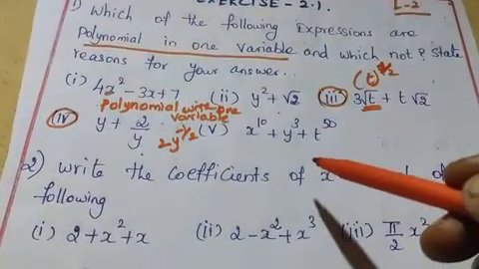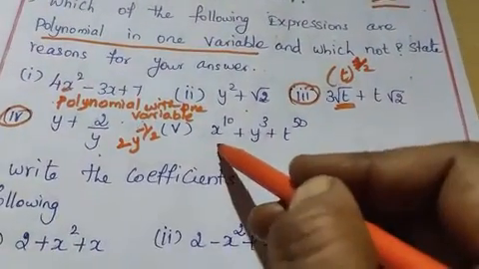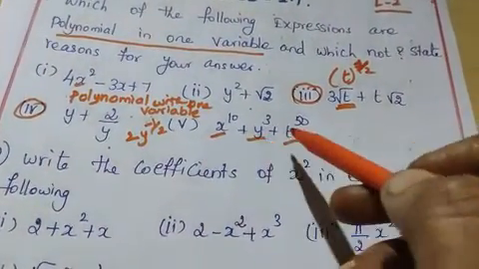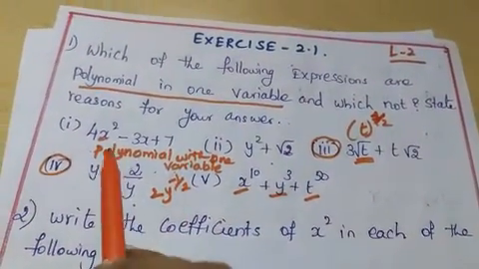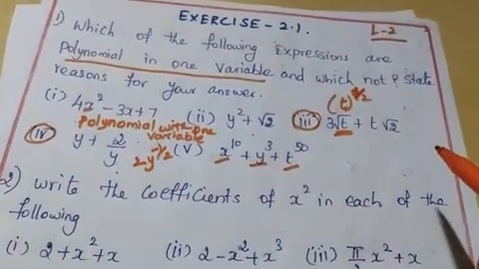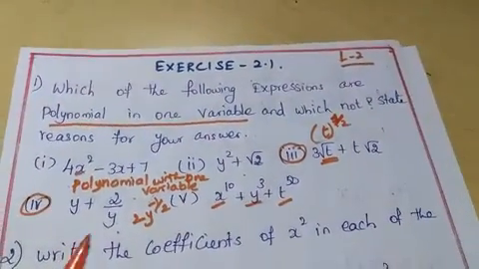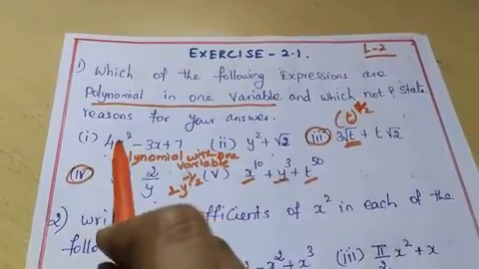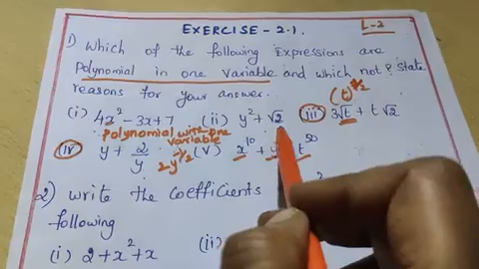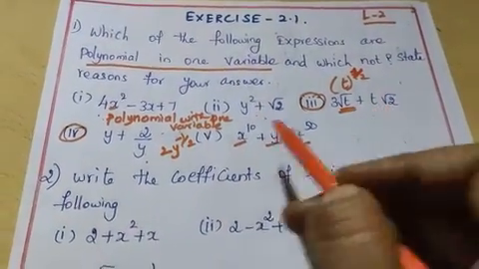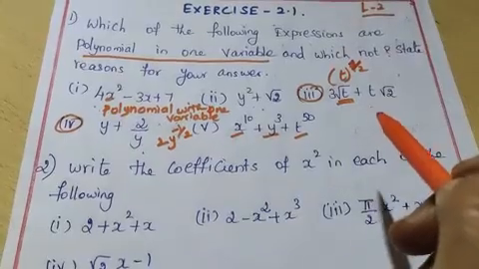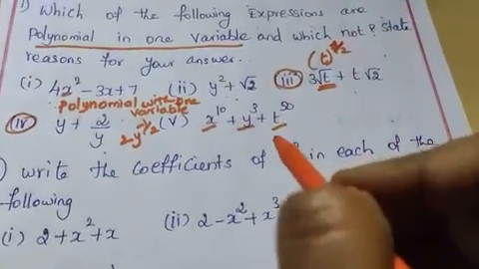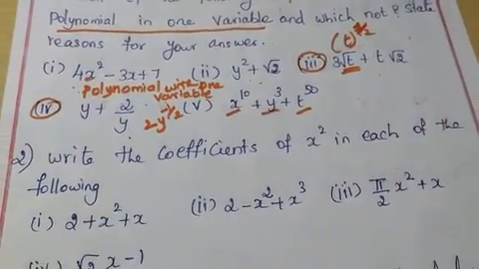And what about question number 5? Yes, it is a polynomial, but see the variables: here x, here y, here t. So 3 variables are used here. So it is a polynomial in 3 variables, right? So question number 1, it's clear for you. First and second subdivisions are polynomials in one variable, third and fourth are not polynomials because the powers are not whole numbers, and the fifth one is a polynomial in 3 variables. I hope the first question is clear.